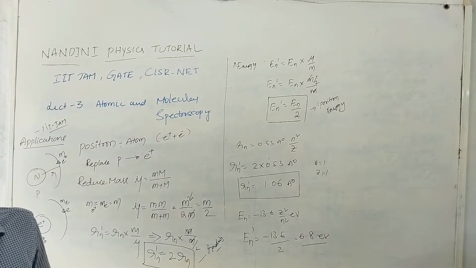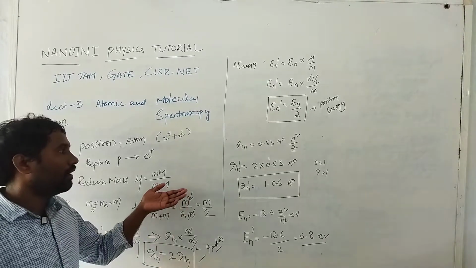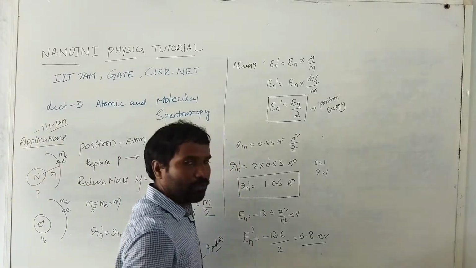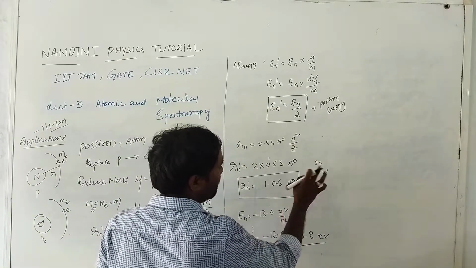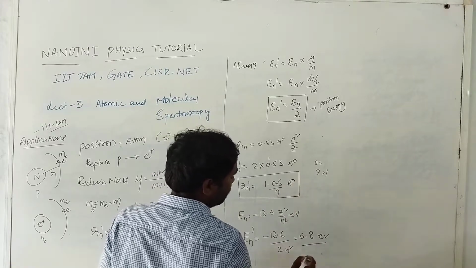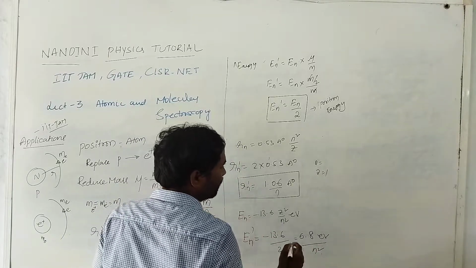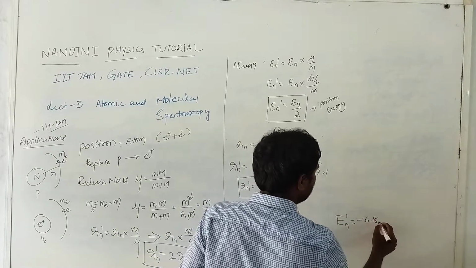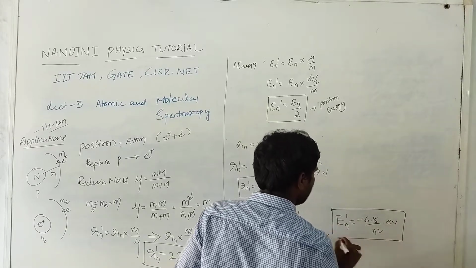So this is the theory about applications of the positron atom. So the positron atom radius Rn dash is equal to 1.06 angstroms, but n is not actually equal to 1. z is equal to 1 only, you will take n square, otherwise you will take divided by n square. So this is the formula about En. So En dash is equal to minus 6.8 divided by n square electron volt. So this is the energy of the positron.